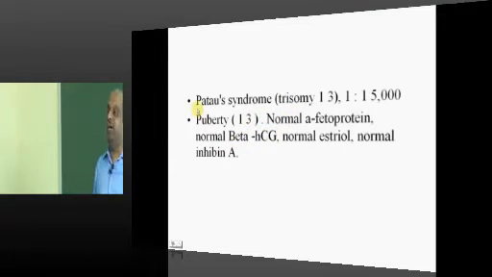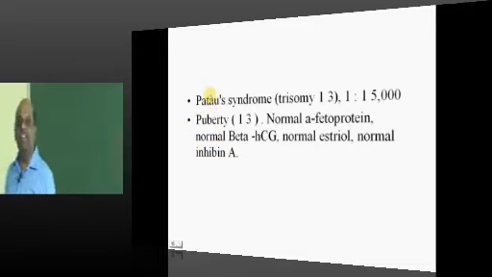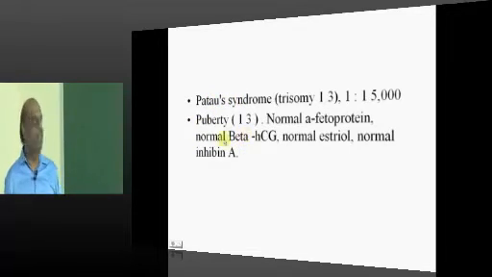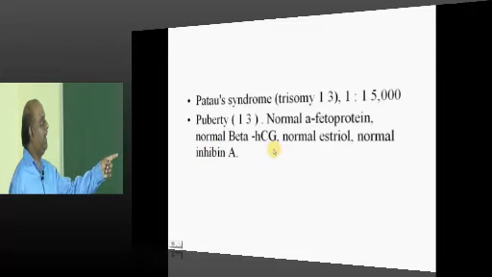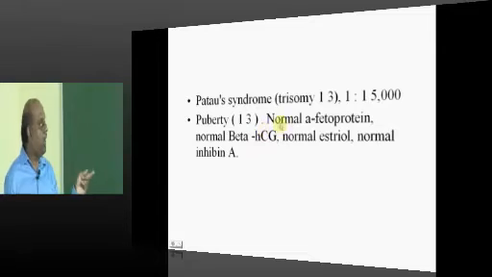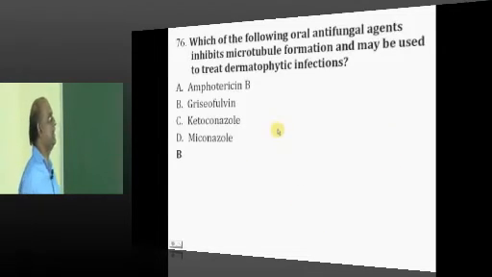When does puberty start? From 13. So trisomy 13. Puberty is 13. In them, unlike Down's, the quad screen is normal.